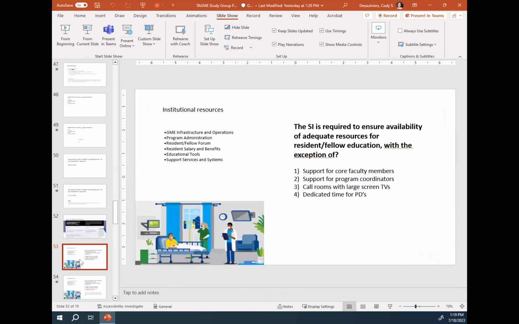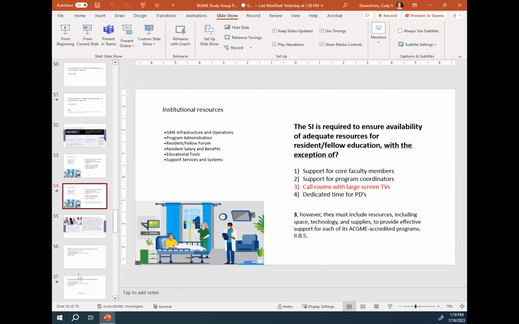Okay, and this is about institutional resources, GME infrastructure, program admin, resident fellow forum, resident salary, educational tools, and so forth. So the SI is required to ensure availability of adequate resources for resident and fellow education, with the exception of 1, support for core faculty members, 2, support for program coordinators, 3, call rooms with large screen TVs, 4, dedicated time for PDs. Three.